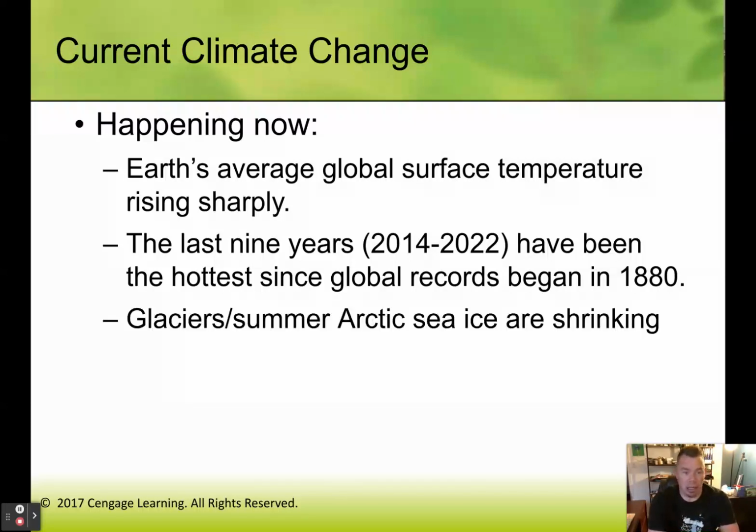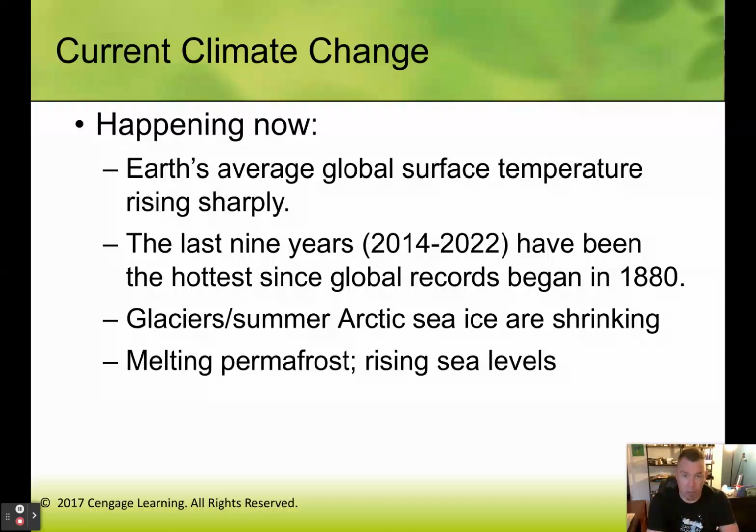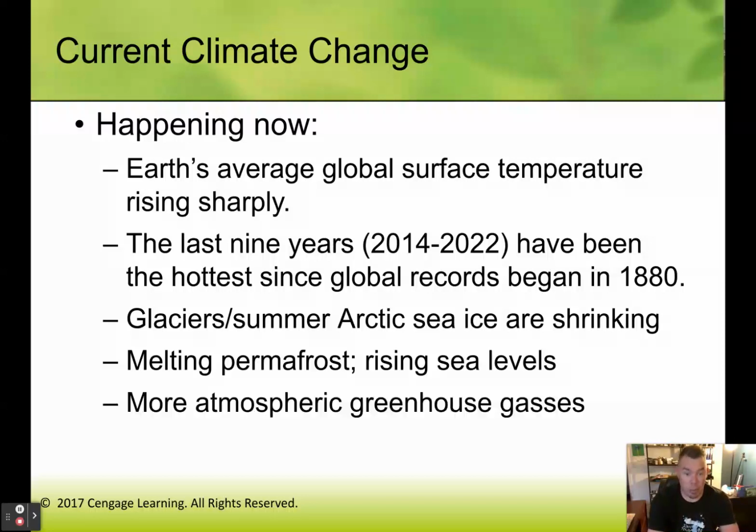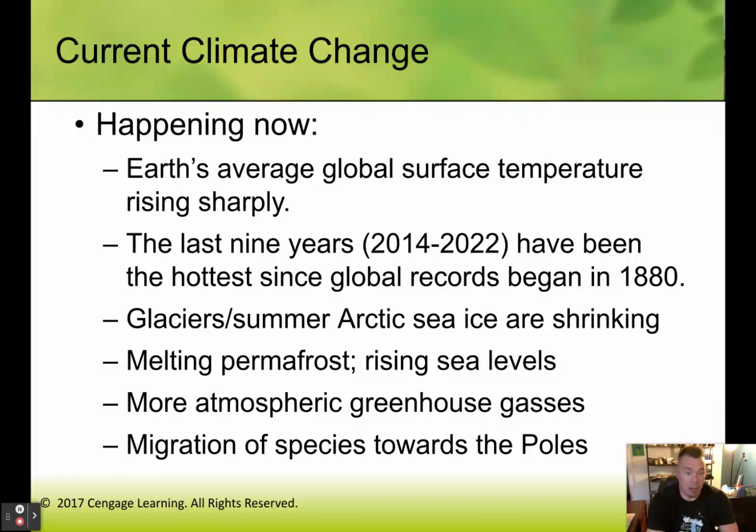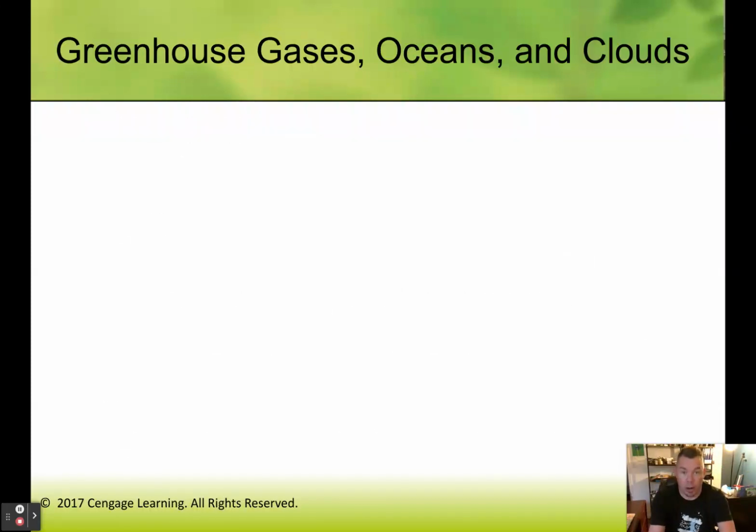Like, it's not good. Glaciers and summer Arctic sea ice are shrinking. There's melting permafrost. There's rising sea levels. More atmospheric greenhouse gases. Like migration of species towards the poles. Basically, things are moving to where it's colder because it's just getting hotter everywhere.